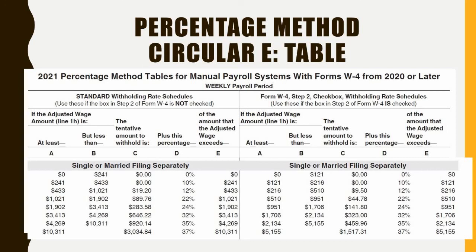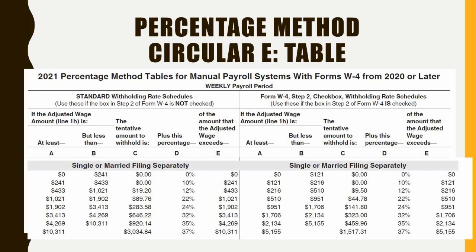This is the weekly table, and because the table is split into 2, you have 2 choices. Are you going to take from the single one, or are you going to take it from the one on the right, which is if you are doing the 2021 and you claim that number 2 is checked. In this case, where 2 doesn't exist because she doesn't have any secondary job or anything like that, we are going to focus on the left side. This is single status.